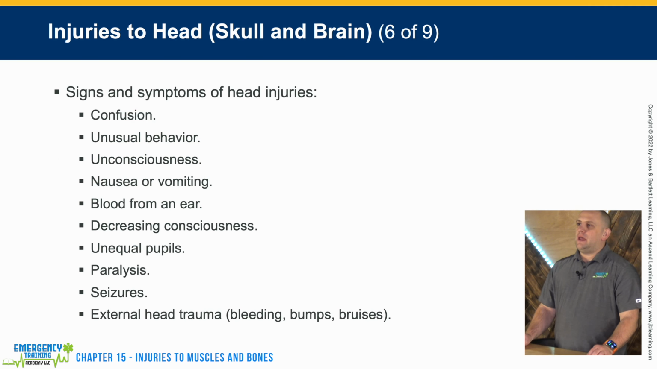Signs of head injury that we're going to be looking for are going to be confusion, any unusual behavior. If there's any loss of consciousness, we need to note if there was and how long there was a loss of consciousness for, and if they did regain consciousness at any point. We also want to pay attention to any nausea or vomiting, any unequal pupils as we're looking at their eyes. Seeing if it's reactive to light, we can tell if they are equal or not, or if there has been any seizure activity.